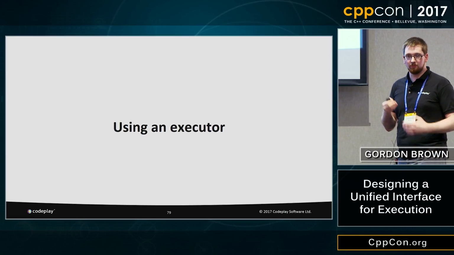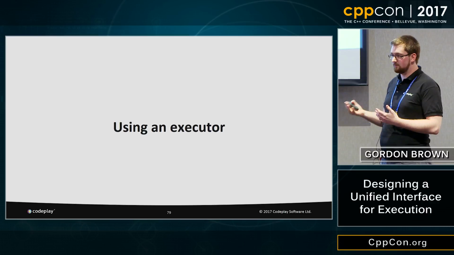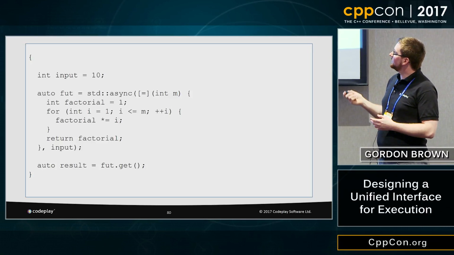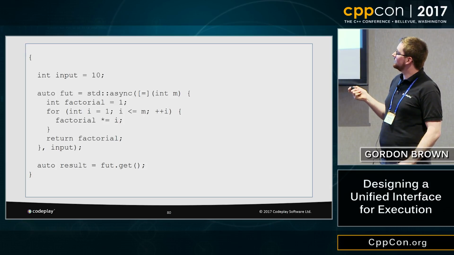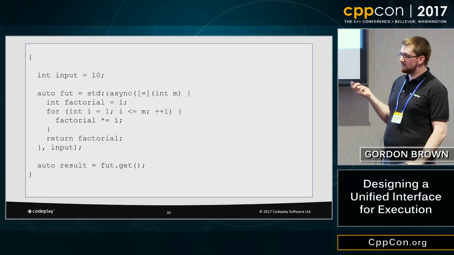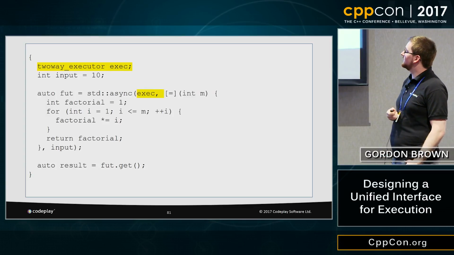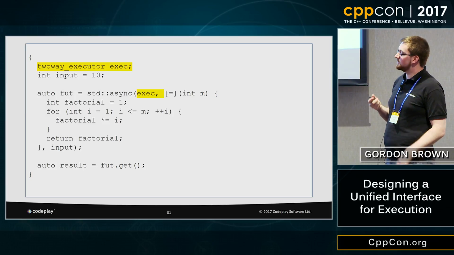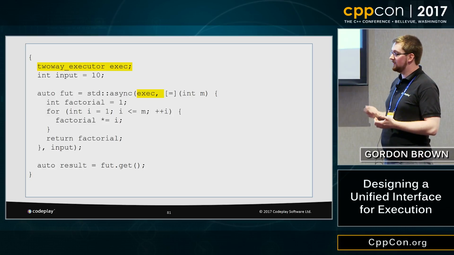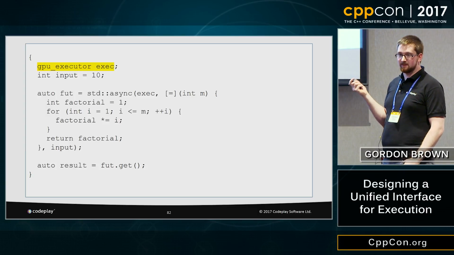Finally, if you're just interested in using executors for running on something like std::async, here we have a very simple example doing a factorial computation using std::async. In order to use this with executors, you simply pass the executor. It's as simple as that. Say, for example, you wanted to use this on another executor on another device, maybe even something like a GPU. Essentially, from the interface perspective, it's as simple as that.